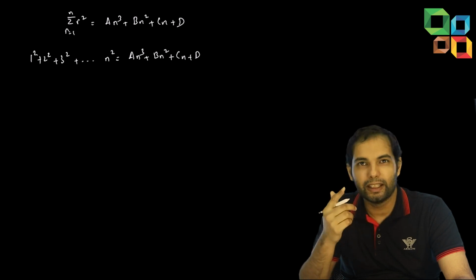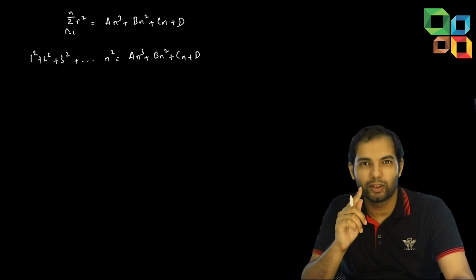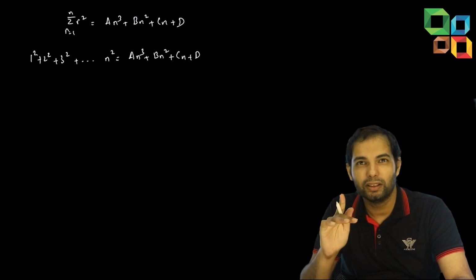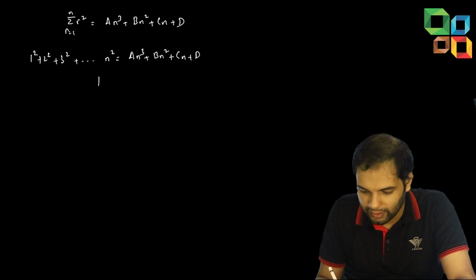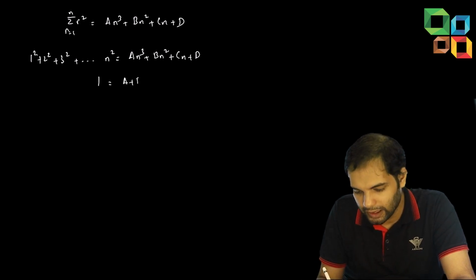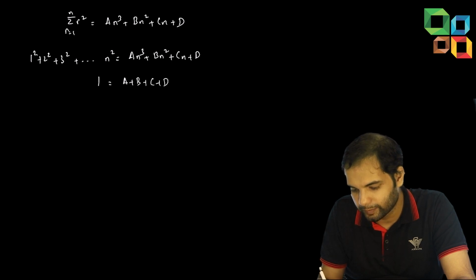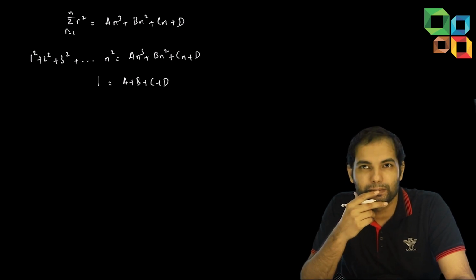Look at it. I'll take n equal to 1. This formula should give me the value for any n, correct? So I'll simply take n equal to 1 and check. When I take n equal to 1, this side is 1. The other side is a plus b plus c plus d.